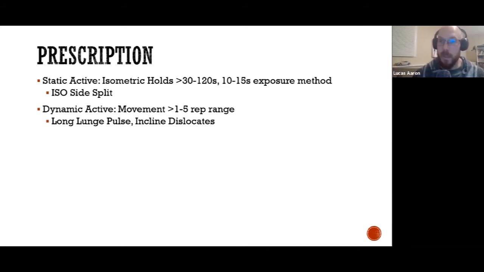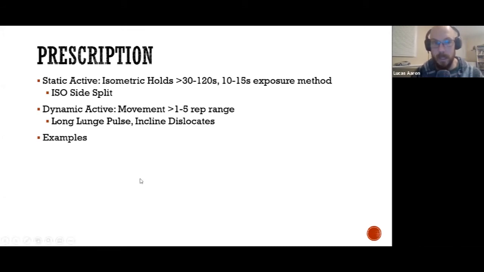And when we do start thinking about change in the outer range and change in big positions that take a lot of time, we have to be more creative about the stimulus. We have to change up the stimulus. Incline dislocates would be another good example of a high intensity exercise with range of strength.